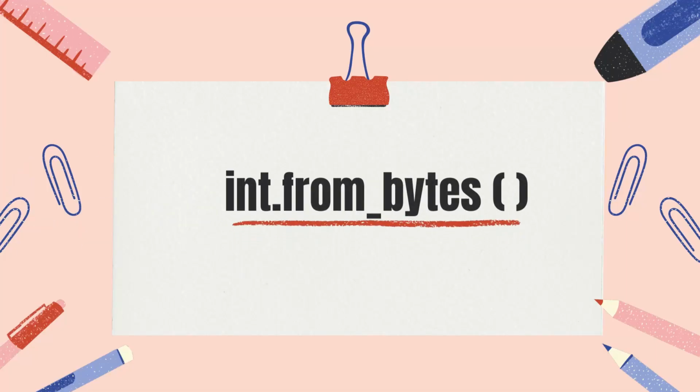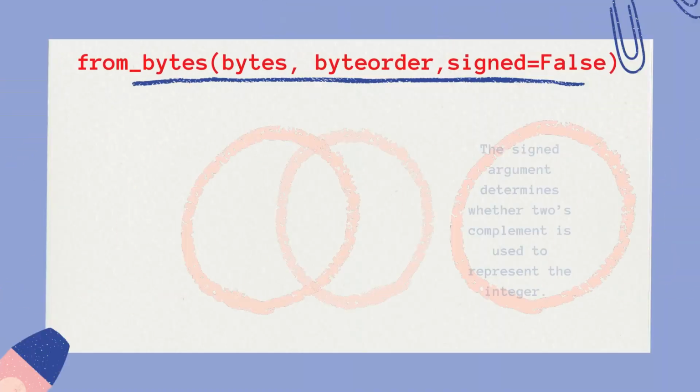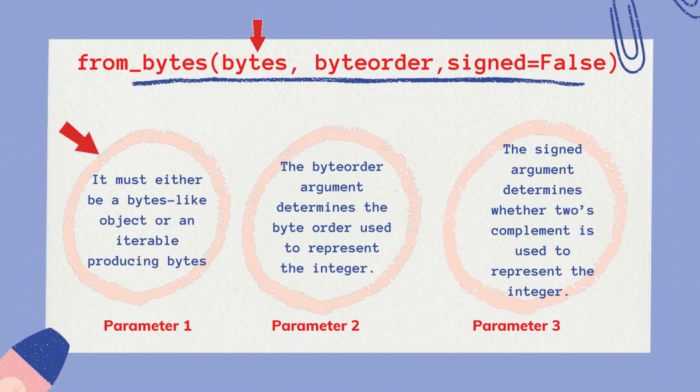Next on our list is the from_bytes function. This function also takes an argument from the user. This function returns the integer represented by the given array of bytes. This function also has three arguments. First is bytes. It must either be a bytes-like object or an iterable producing bytes.